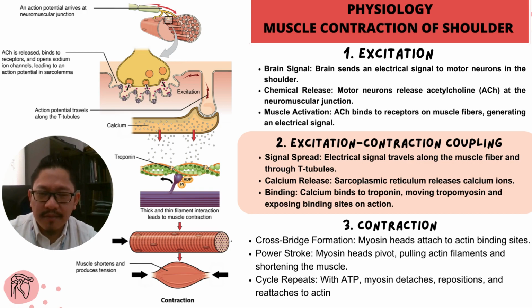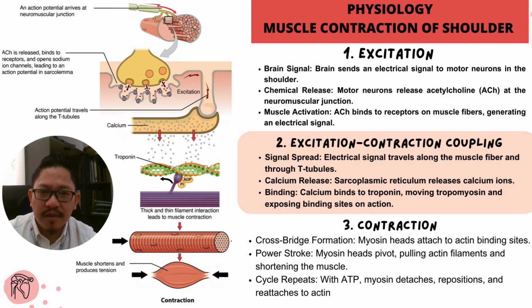Okay, in summary, there are three steps of muscle contraction of the shoulder. The first one, the excitation. This is where the brain sends an electrical signal to the motor neuron to the shoulder, and then the chemical release: the motor neuron releases acetylcholine at the neuromuscular junction. And the third one, muscle activation: the acetylcholine binds to receptors on the muscle fiber and it generates an electrical signal. The second one is excitation-contraction coupling.